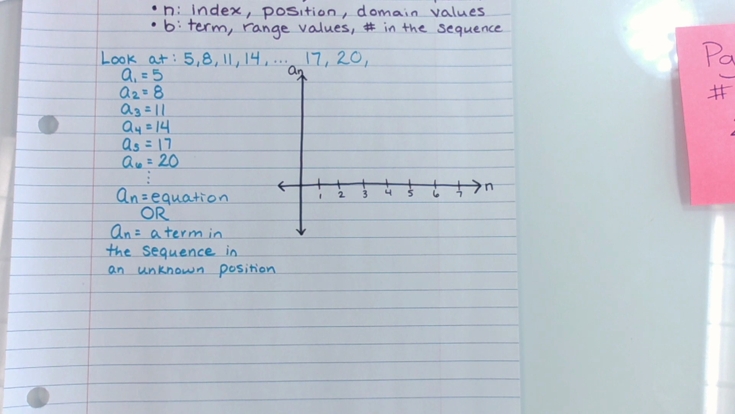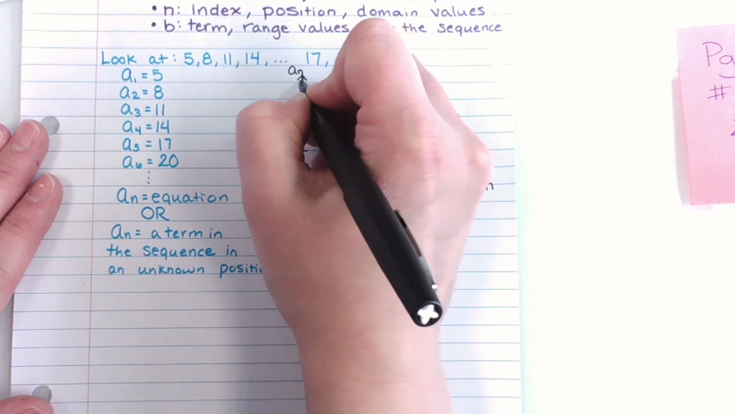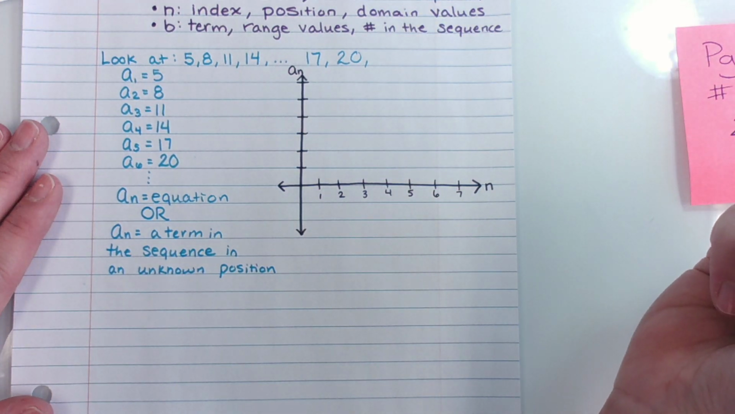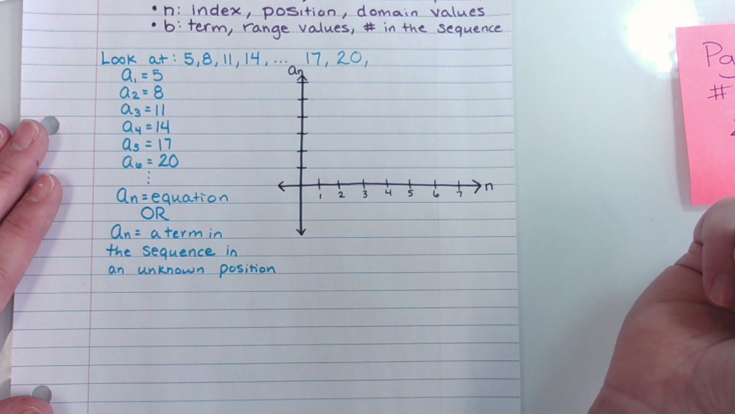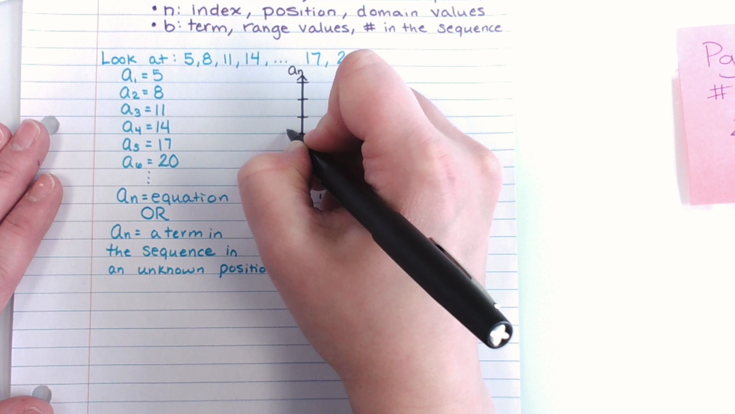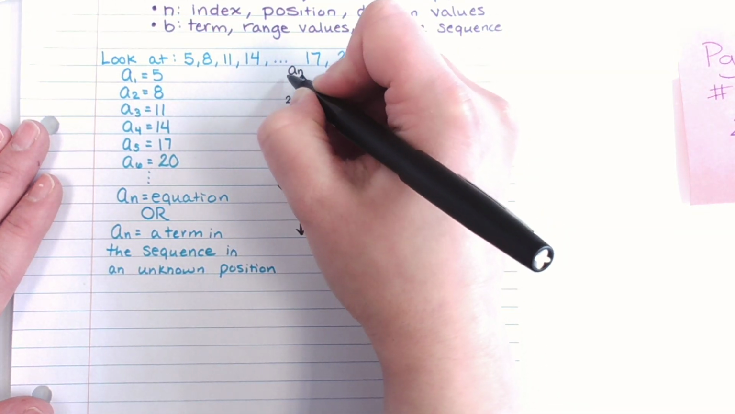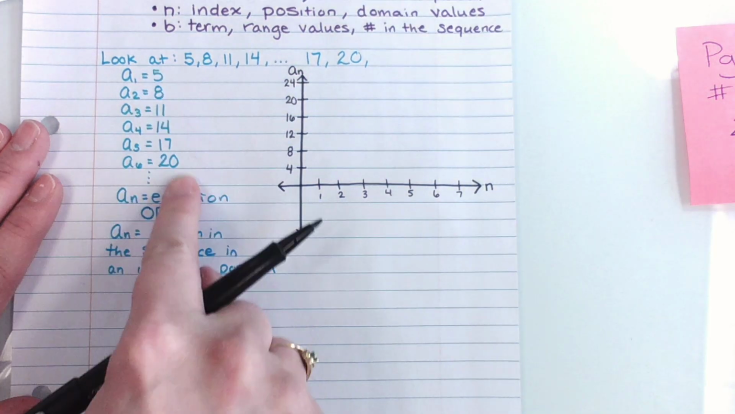And then this a sub n axis, I count that by whatever I need in order to get the points to fit. I'm going up to at least 20. Counting by 2s is a little too small. Counting by 5s feels a little aggressive. I'm going to count by 4s. No specific reason did I choose 4, other than I want to get up to at least 20, because that's where my numbers are.